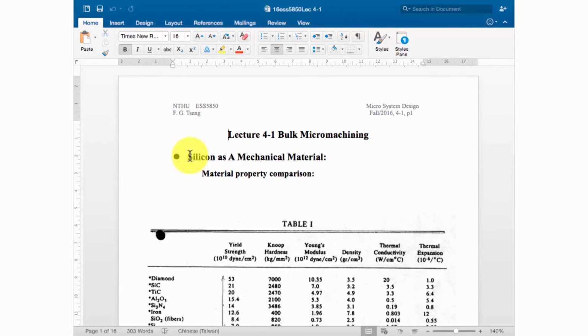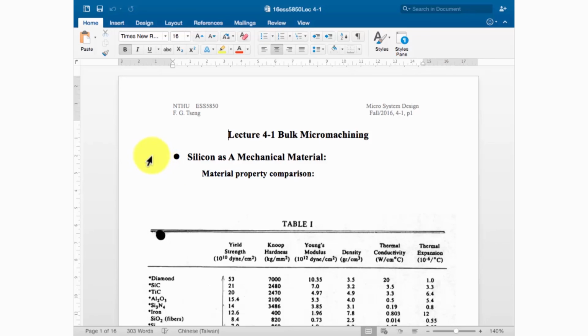Okay, so the most important thing for today's lecture will be this part. We are going to talk about bulk micromachining. As you know, there are at least two kinds of micromachining that have been invented in the past 20 years. One is bulk micromachining. The other one is surface micromachining. So we will spend 2 weeks on these two important processes.